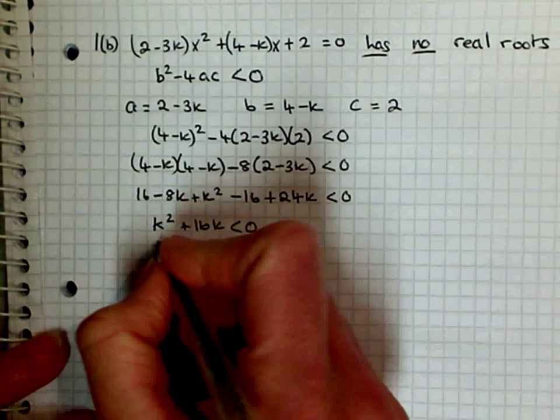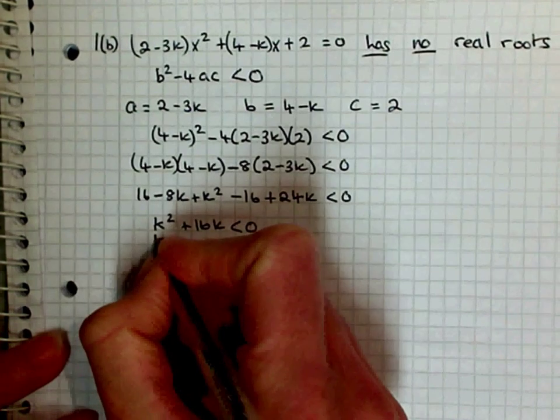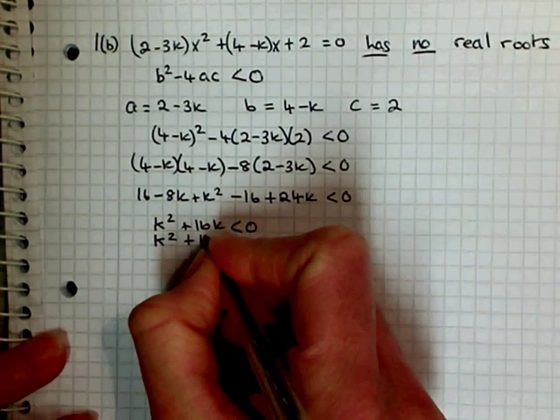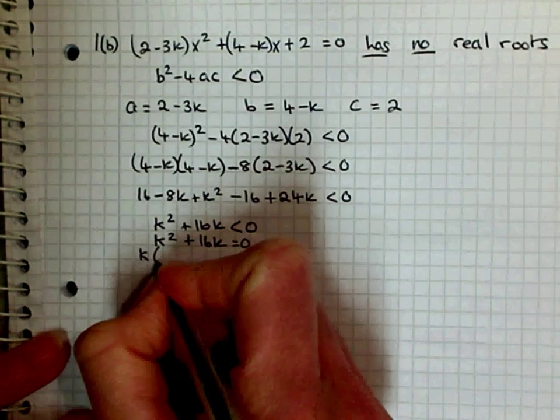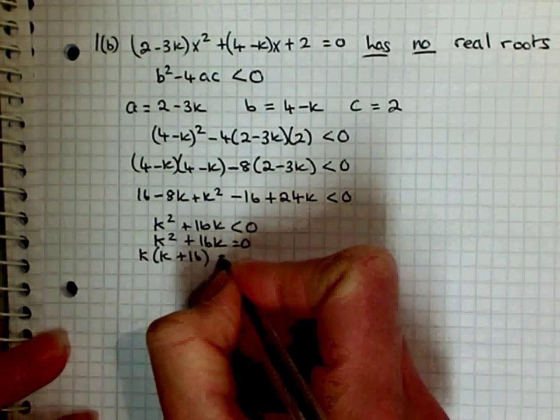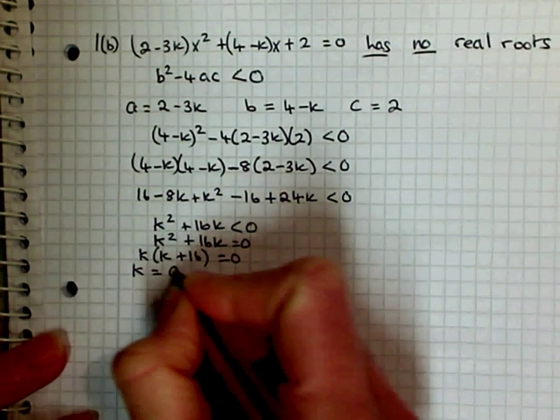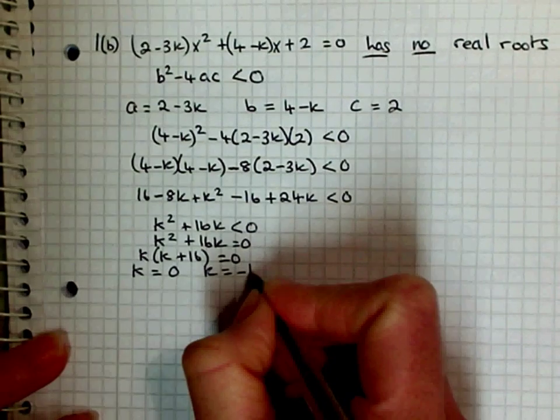Okay, so I'm just going to take that as a quadratic and forget about the inequality for a second. k squared plus 16k is equal to 0. So I'm going to factorize it. k into (k plus 16) is equal to 0. So my values for k are k equal to 0 and k equal to minus 16.